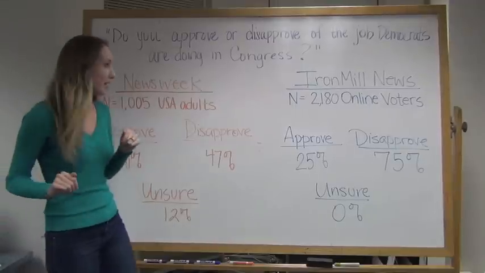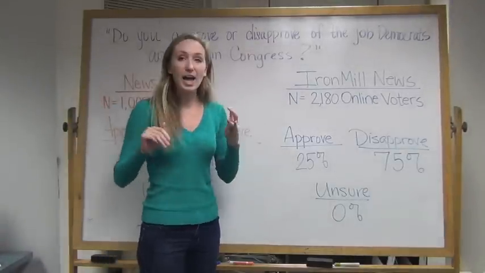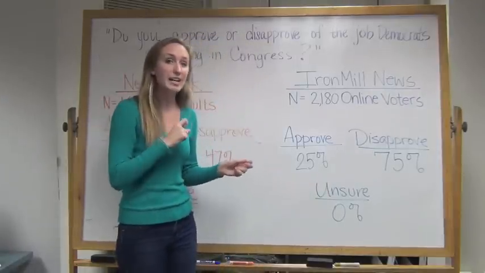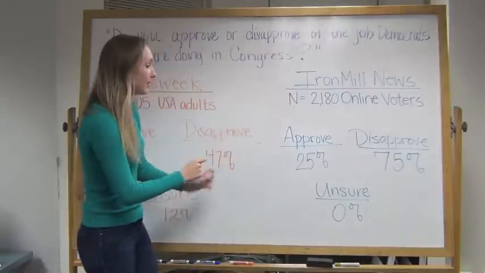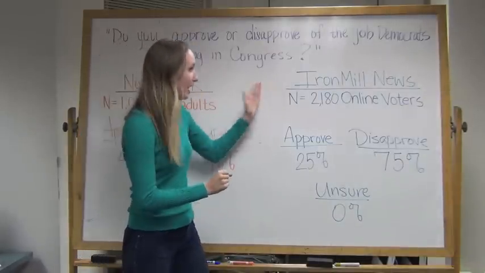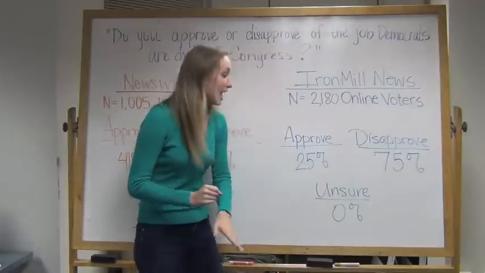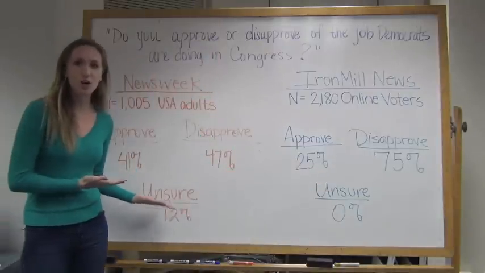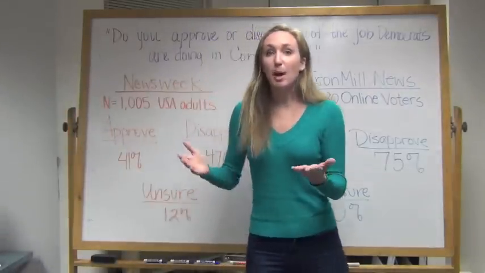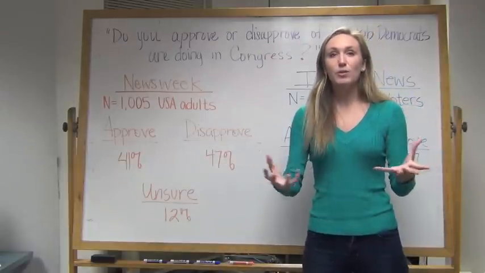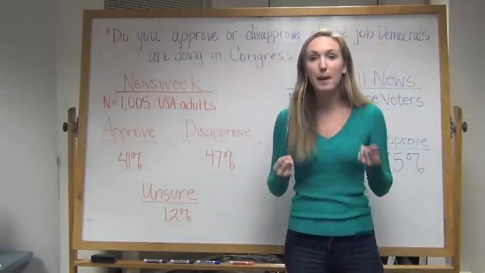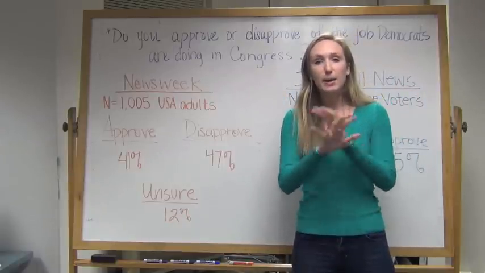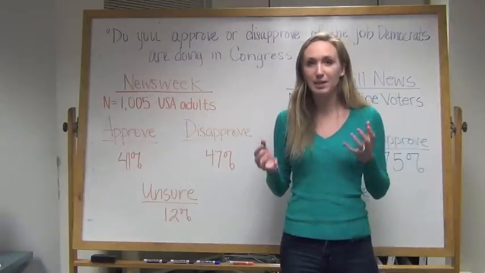Now let's look at another survey. This is Iron Mill News, and this was an online survey where anybody with access to the internet who cared enough could go online and share their opinion with the world. And they found that 25% of these online voters approved, 75% disapproved, and nobody was unsure. So, the same question, different results. Who is more reliable? The number one thing that we want to look at is how this survey data was collected. And remember, randomization is the best way to get the best representation of the American public as possible.